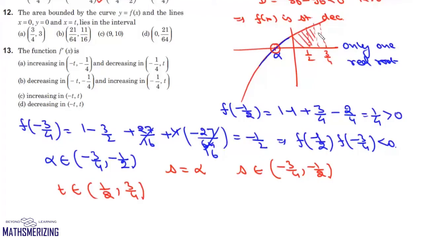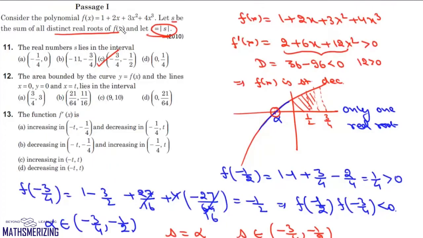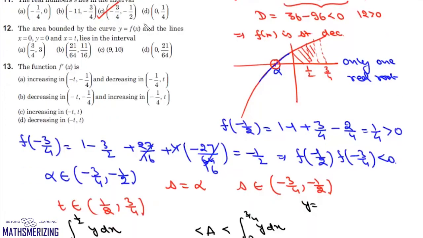It will be this area. So this area, say A, is greater than the area from 0 to 1 by 2 of y dx, and it will be less than the area from 0 to 3 by 4 of y dx. Now y in this case is 1 plus 2x plus 3x square plus 4x cube.